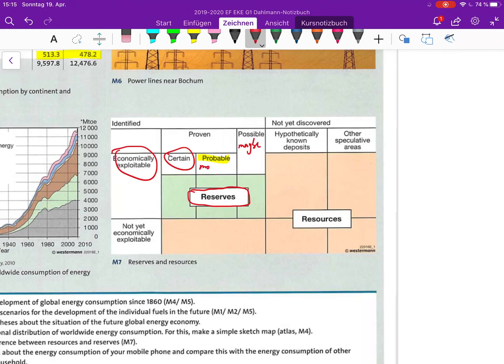Yes, most likely, and definitely. So those are reserves.